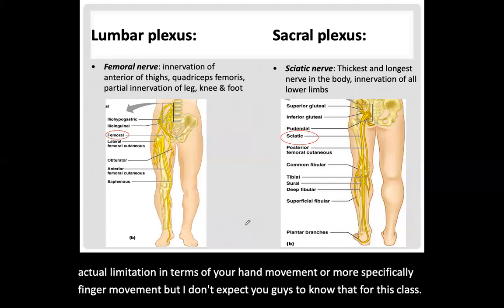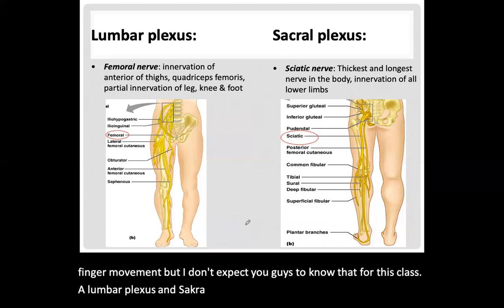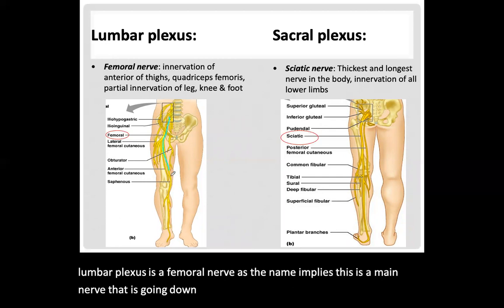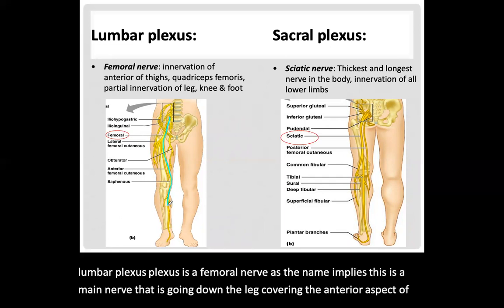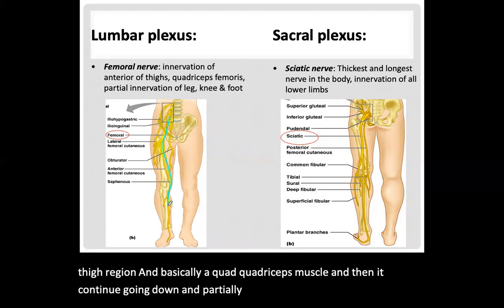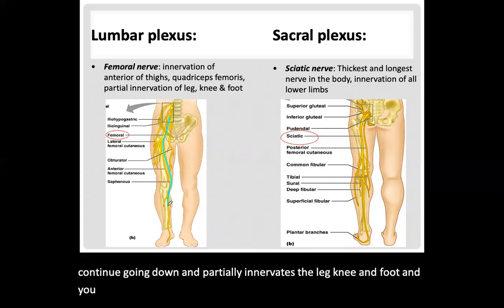Lumbar plexus and sacral plexus. The important nerve for the lumbar plexus is the femoral nerve. As the name implies, this is a main nerve that is going down the leg, covering the anterior aspect of the thigh region, and basically your quadriceps muscle, and then it continues going down and partially innervates the leg, knee, and foot. And you can track the nerve going down.